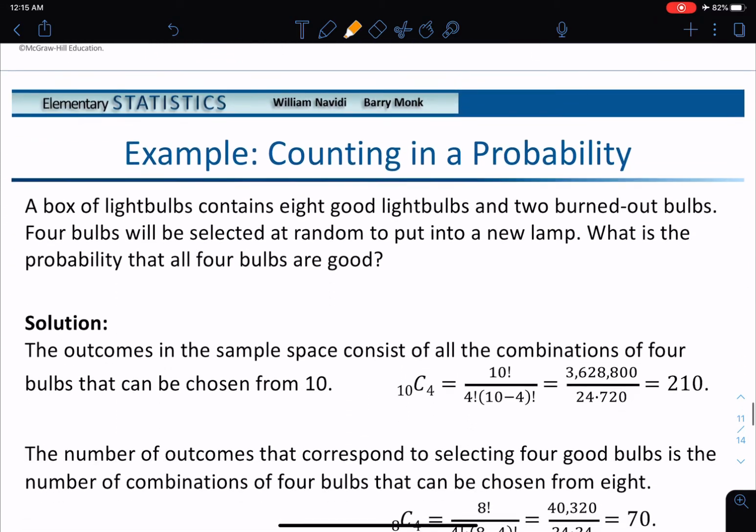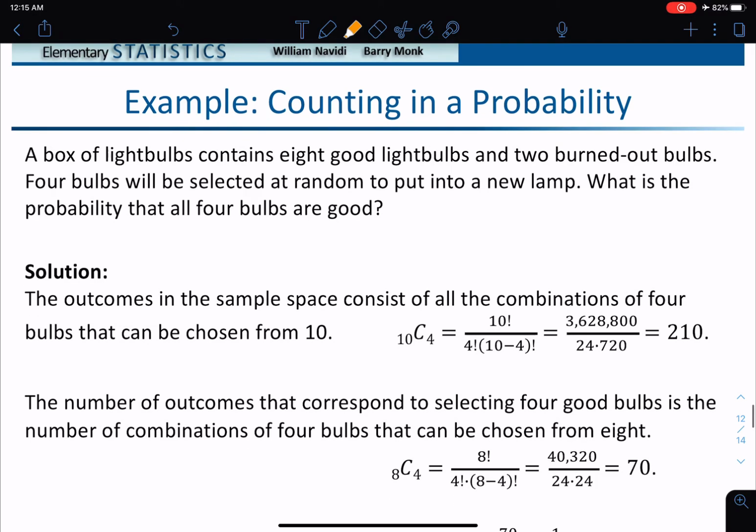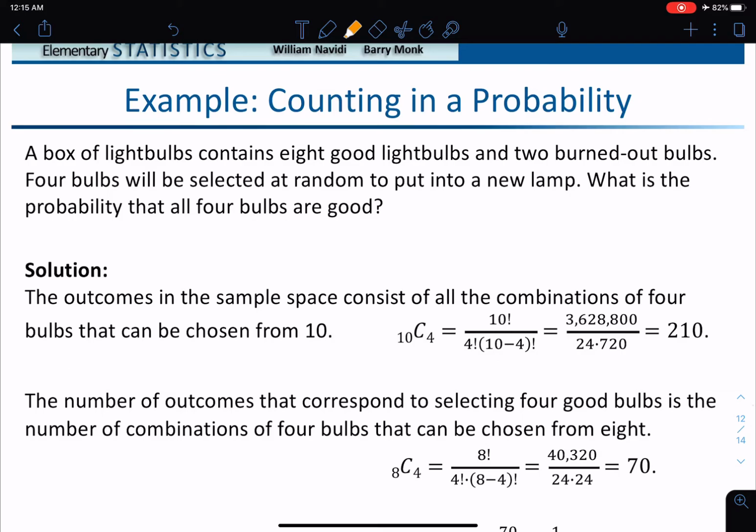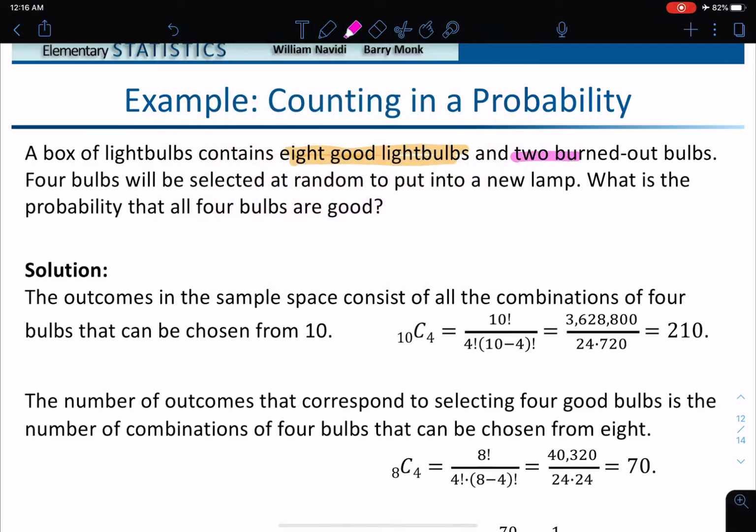Let's move on. Another example of counting in probability. Okay, now this one does get a little bit tougher. This is definitely the toughest one. A box of light bulbs contains 8 good light bulbs and 2 burnt out ones. So let me highlight that. We got 8 good ones, and we got 2 burnt out bulbs. 4 bulbs will be selected at random.